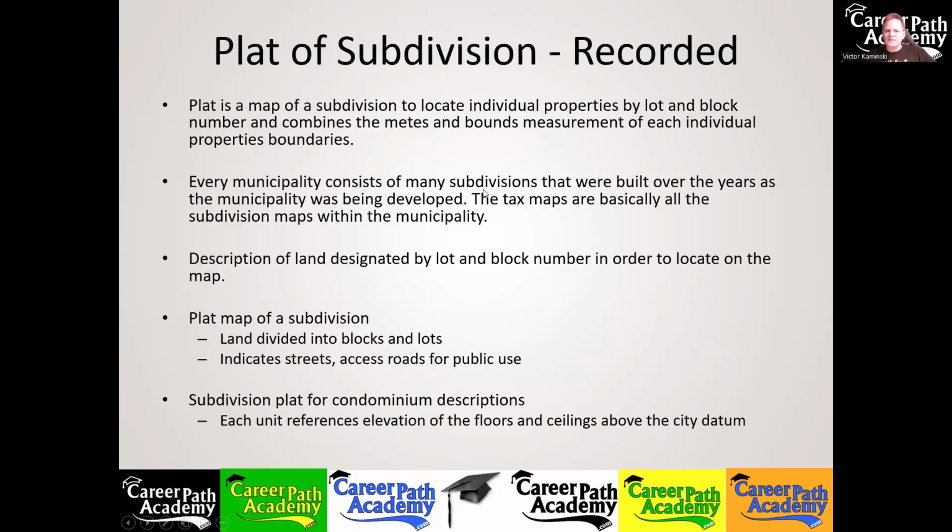Each municipality consists of many subdivisions that were built over the years as municipalities are being developed. Tax maps are basically all the subdivision maps within that municipality. A description of land designated by lot and block number in order to locate it on the map. The plat map of a subdivision will show the land divided into lot and block numbers, and they may indicate streets and access roads and utility easements and whatnot, and other easements and rights of way. A subdivision plat for a condominium also would indicate the datum for what level you're on.